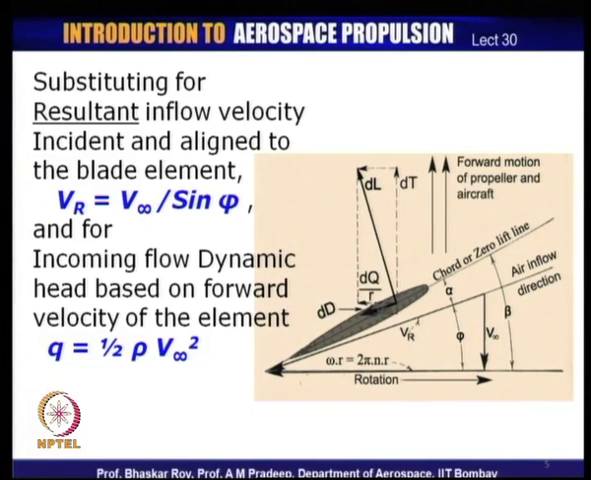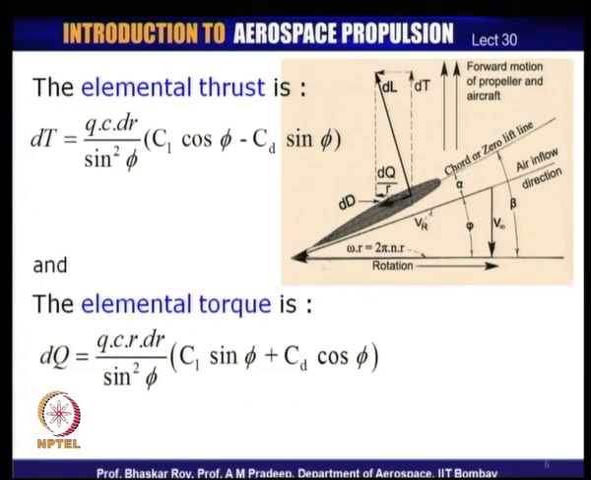From the flow geometry that is available over here, the elemental thrust can now be written down in terms of q, which is now the dynamic head, c, the chord, dr, the elemental length, and phi, the flow angle, and again in terms of CL and CD. So, the elemental thrust can now be written down in a slightly different form, but using the same characteristic values of CL, CD and flow angle.